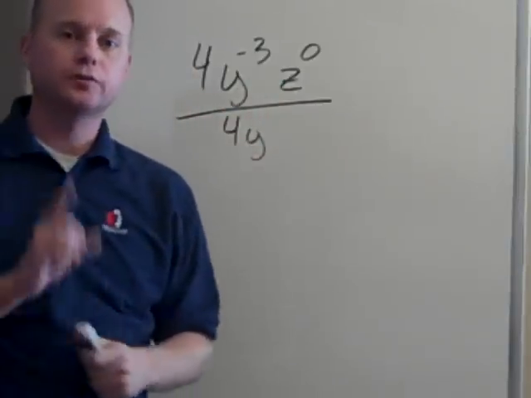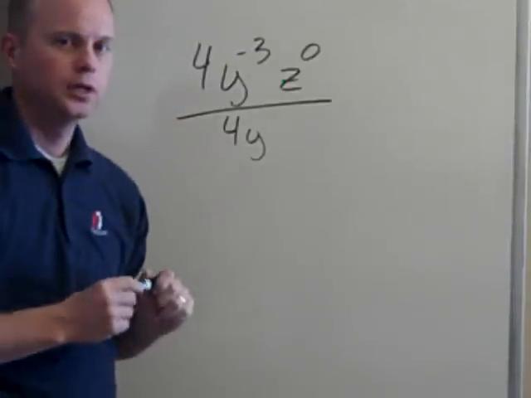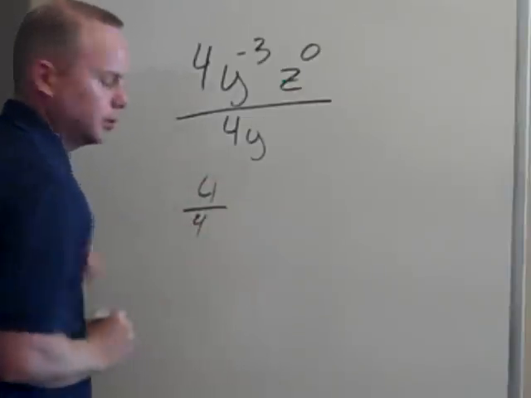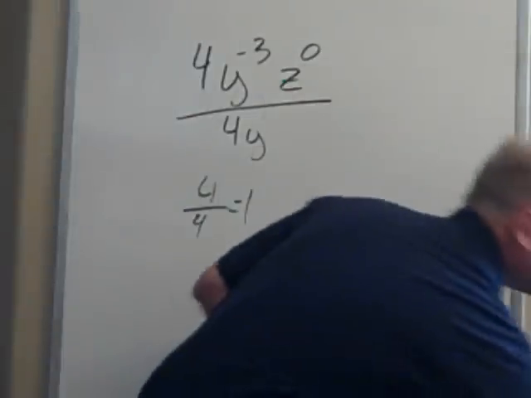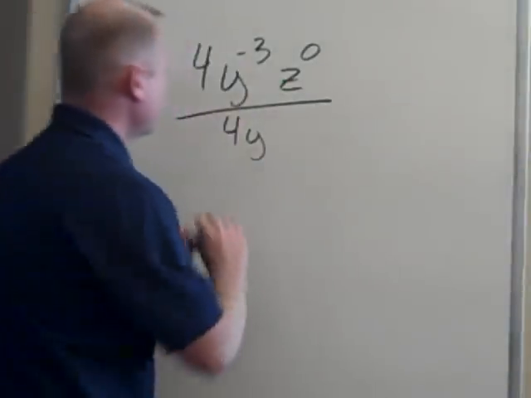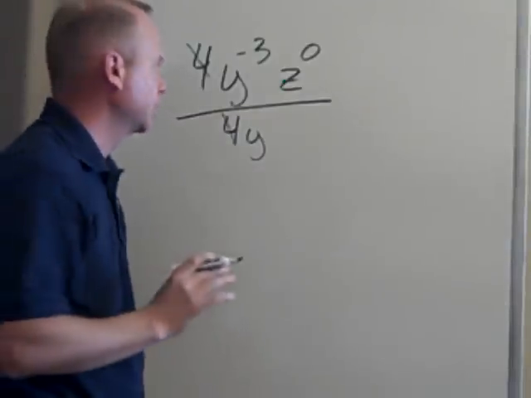Let's address the coefficient first of all. Now this coefficient here, this is 4 over 4. If we remember the fraction, 4 divided by 4 just equals 1. So immediately I can just cancel those out. 4 divided by 4 equals 1, so I'm just going to put a line through those. I don't need to worry about those anymore, they're gone.